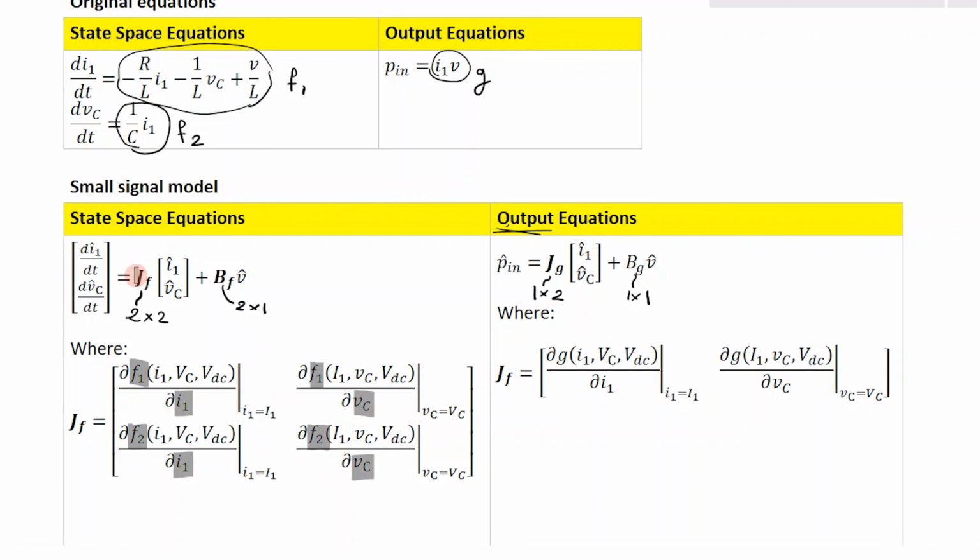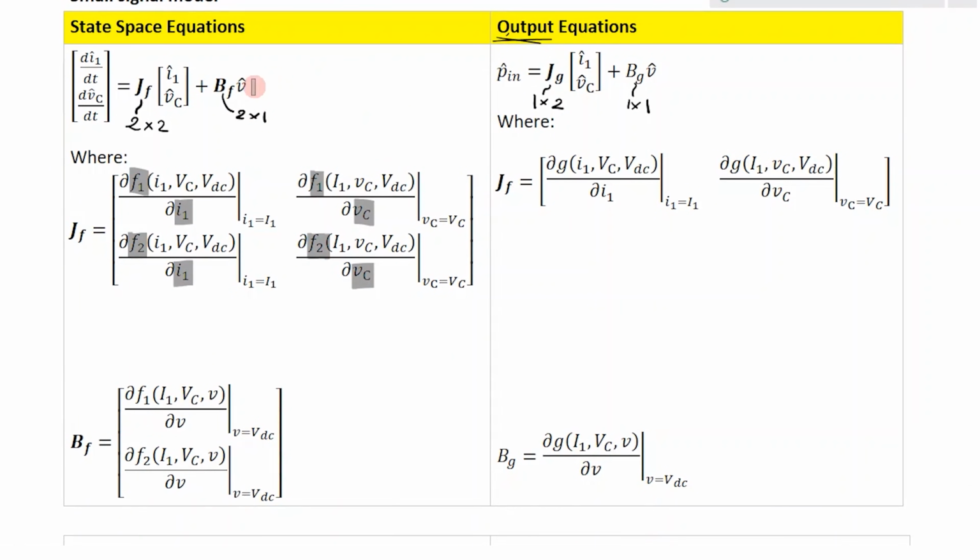So this was GF. Let me explain BF. It's very similar, except now we are looking for derivative with respect to the input instead of the state variables, because here we're multiplying by v hat. So we'll have derivative with respect to v, and again, first row is f1, second row is f2.